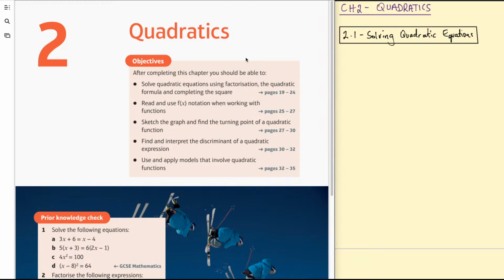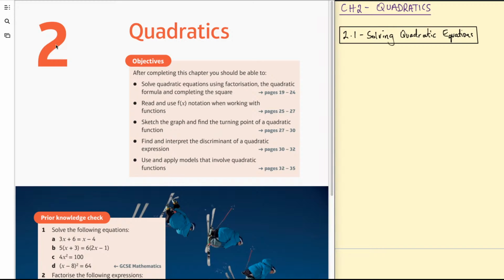After completing this chapter, you should be able to solve quadratic equations using factorising, the quadratic formula and completing the square. Read and use f of x or function notation when working with functions. I guess f of x notation. Sketch the graph and find the turning point of a quadratic function. Find and interpret the discriminant of a quadratic expression, and use and apply models that involve quadratic functions.